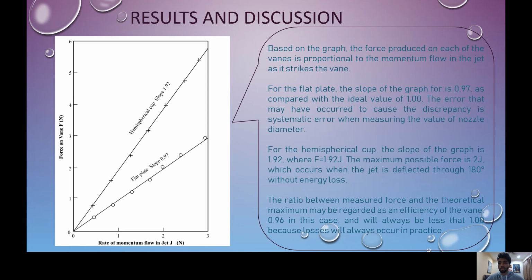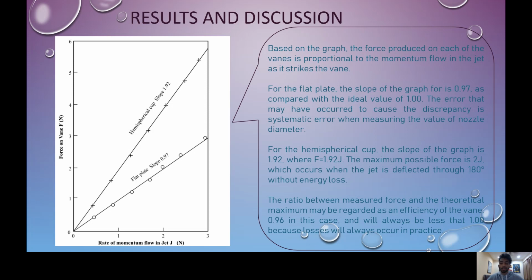For a flat plate, the slope of the graph is 0.97, with its ideal value being 1.00. There's a reason it hasn't reached the ideal value, and that's because of a few errors that may have occurred. The main error is a systematic error, caused because the measured value of the nozzle diameter is not accurate.